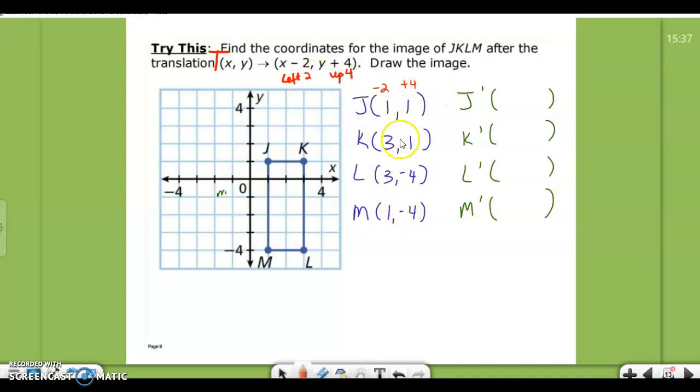So here are my original coordinates. I've got my rule. And I'm just going to add these two numbers together. So I have a negative 1, 5. 1, 5. 1, 0. Negative 1, 0. And then I would plot them on the coordinate plane and use my prime notation.